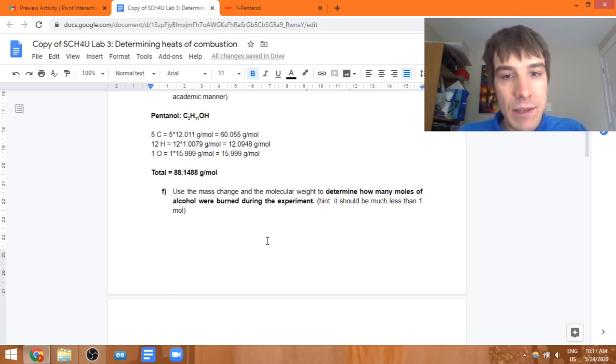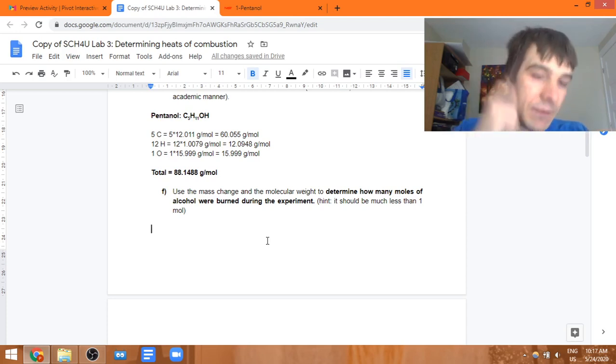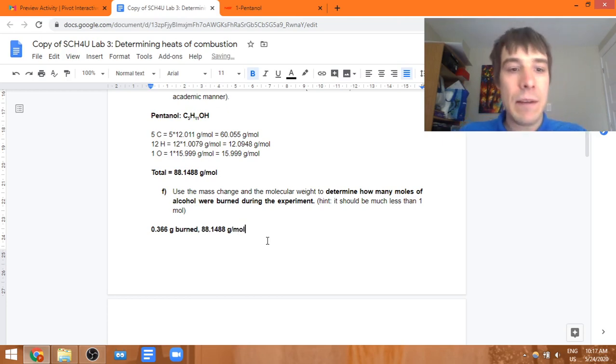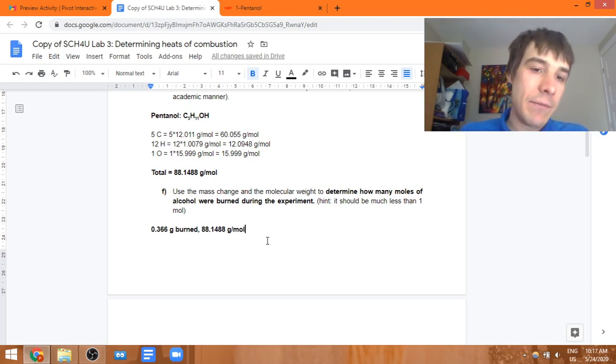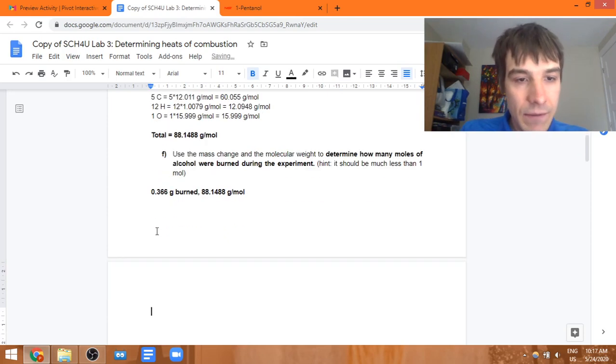Okay, we have to use the mass change and the molecular weight to determine how many moles of alcohol were burned during the experiment. Oh, look, it's stoichiometry. We're back to grade 11 chemistry. We have 0.366 grams burned, and 1 mole of it is 88.1488 grams, right? 88.1488 grams per mole. So let's think about, do we have more than a mole or less than a mole? Well, it takes 88 grams to make 1 mole of this stuff. We burned less than 1 gram, so we're going to have a very small number.